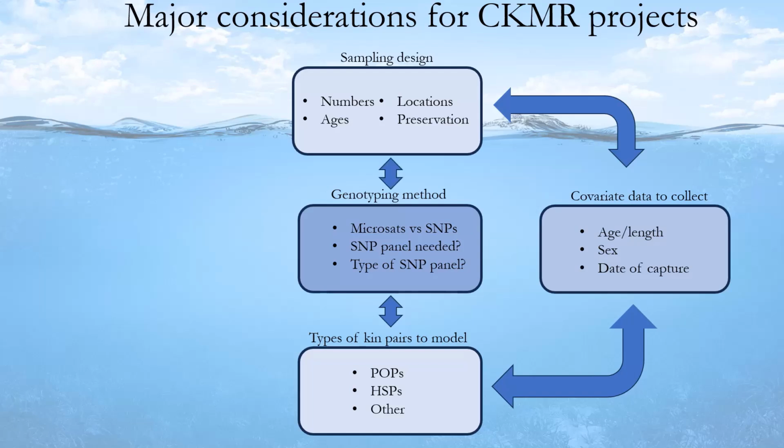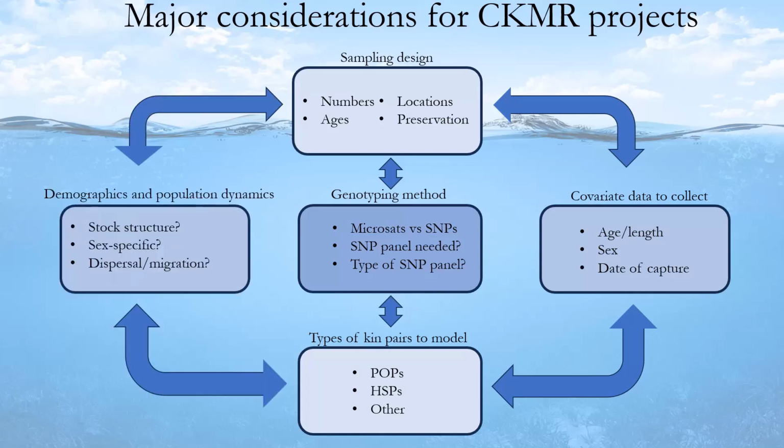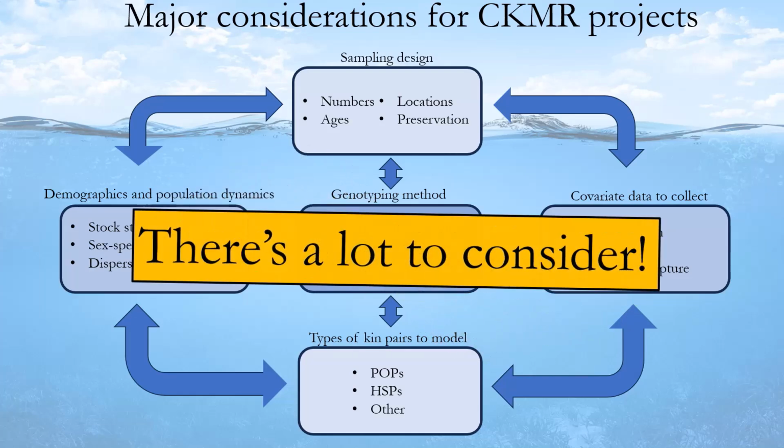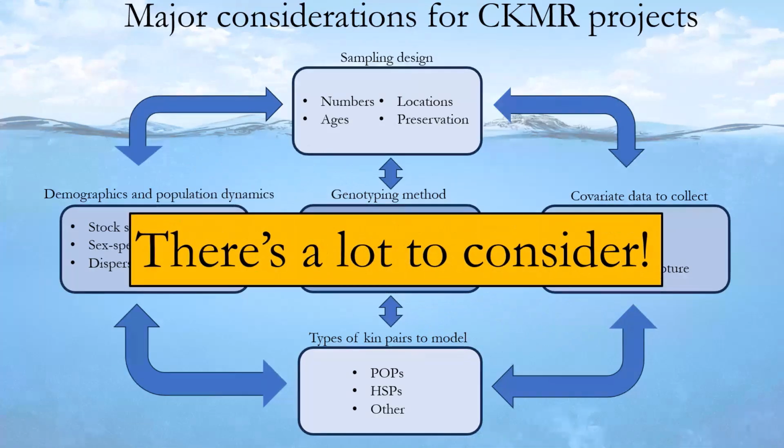And if we're not able to preserve high-quality DNA, then we may not be able to use genome-wide SNPs, and that would mean that we cannot model half-sibling pairs. And so all of these different considerations are interrelated. And of course, we need to consider demographics and population dynamics as well. The main point that I want to make here is that there are a lot of things to consider when designing a CKMR project. And so before we dive in, it can help to step back and spend some time really digging into all of these interrelated factors and how it might realistically look.